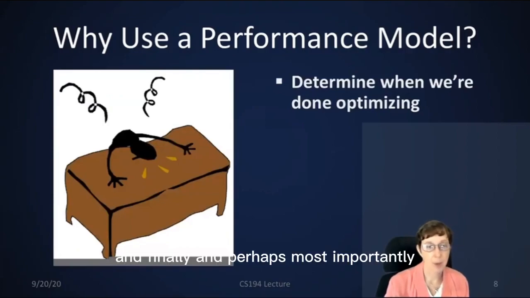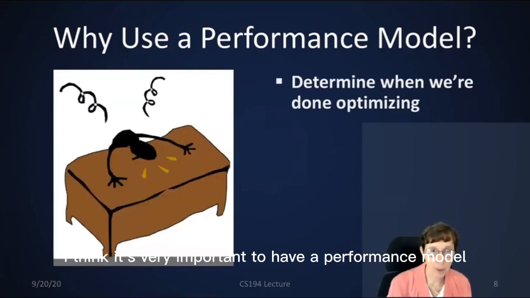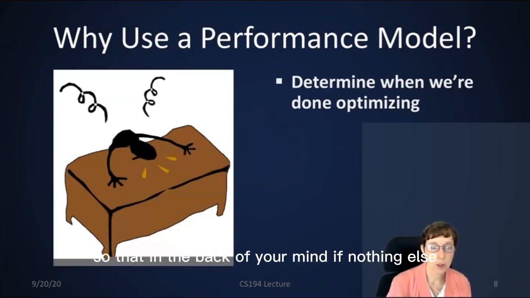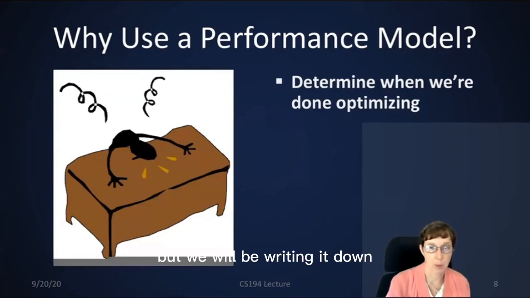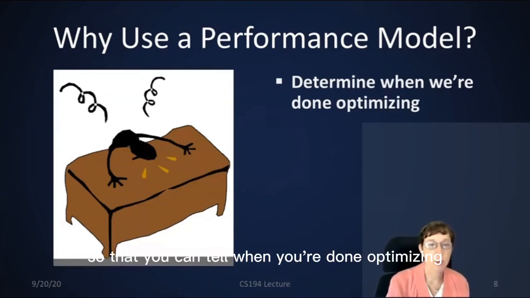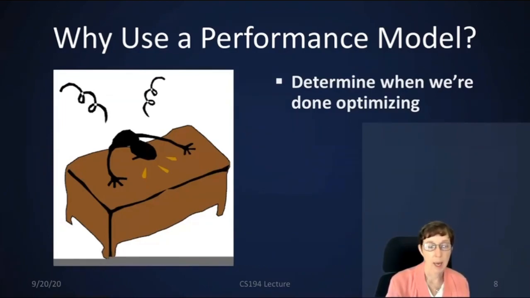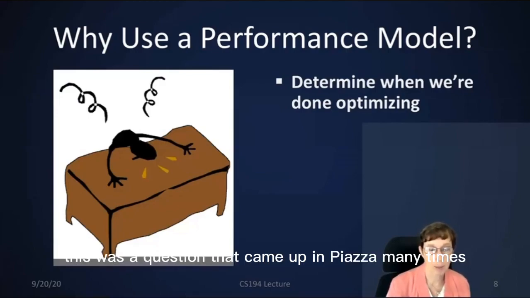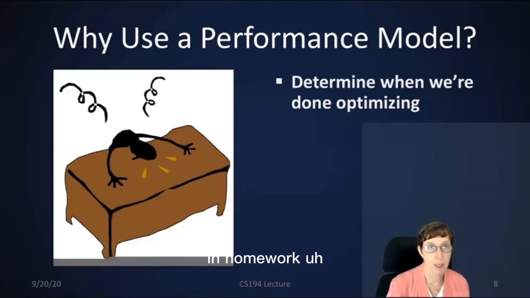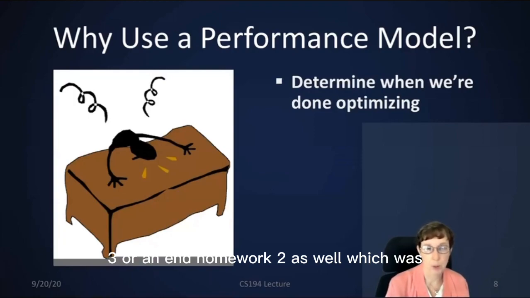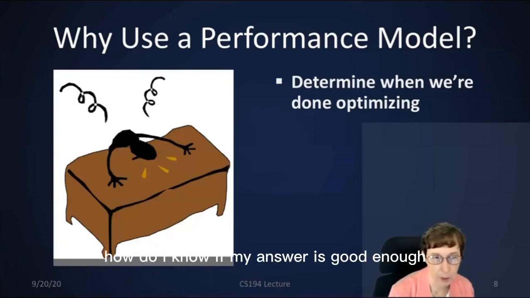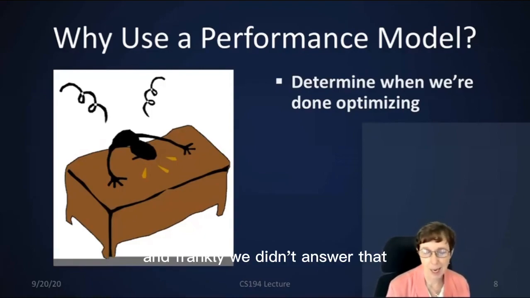And finally, and perhaps most importantly, I think it's very important to have a performance model so that in the back of your mind, if nothing else, even if you haven't formally written it down, but we will be writing it down, you can tell when you're done optimizing. And this was a question that came up in Piazza many times in homework 3, and homework 2 as well, which was, how do I know if my answer is good enough? And frankly, we didn't answer that because we were expecting somewhat higher results.